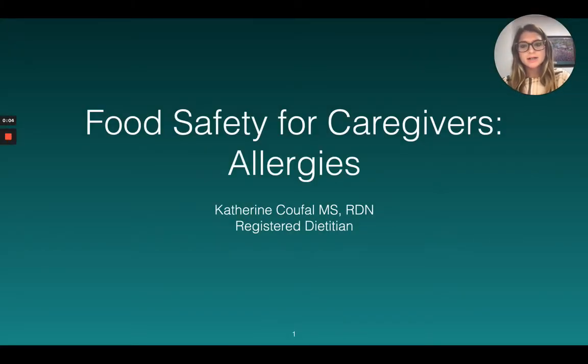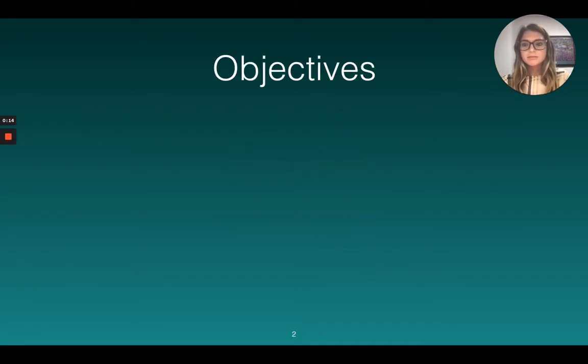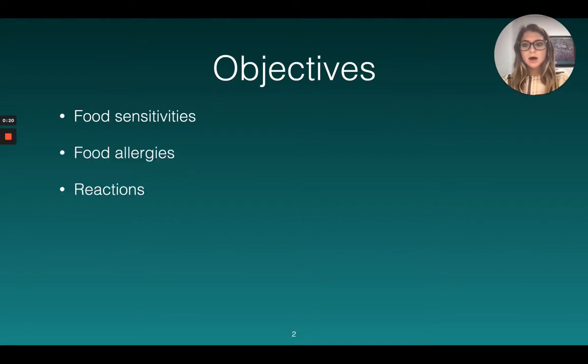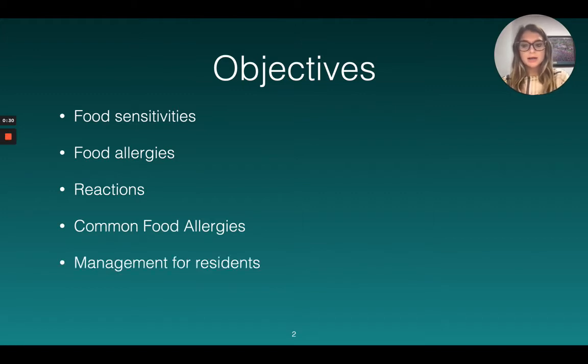I am a registered dietitian, and today I will be discussing food safety for caregivers, specifically looking at allergies and food intolerances. So today's objectives, we are going to go over food sensitivities and food allergies, basically the difference between the two items, different reactions that are going to be caused by both food sensitivities and food allergies, common food allergies found. We're going to discuss the management for residents who do have food allergies or intolerances, and then we're going to go over some question and answers.